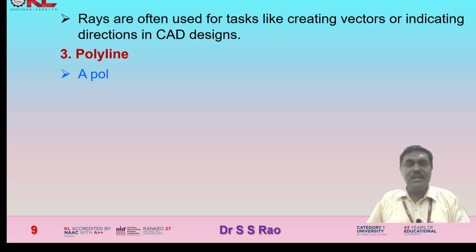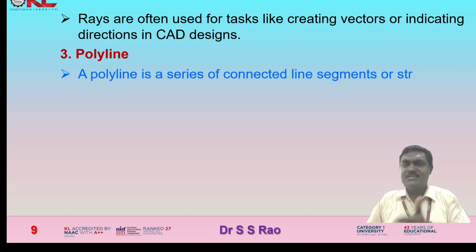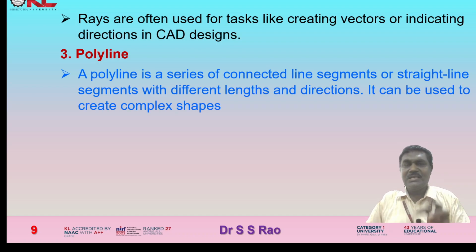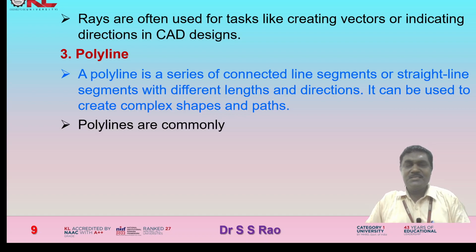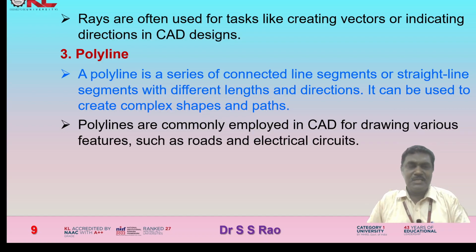Third one is the polyline. A polyline is a series of connected line segments with different lengths and directions. It can be used to create complex shapes and paths consisting of lines and arcs. Polylines are commonly employed in CAD for drawing various features such as roads and electrical circuits, etc.